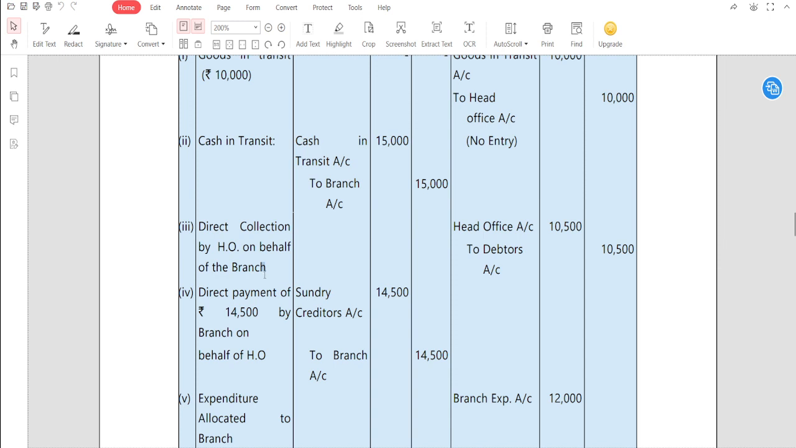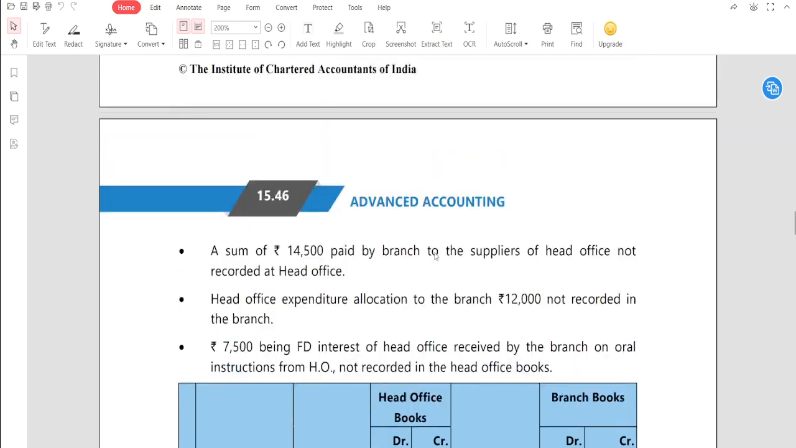See, HO received the cash. So in the eyes of the branch, HO is the receiver, so HO will be debited. And in the eyes of the branch, the debtor has paid the money, so the debtor is the giver. So HO account debit to debtor 10,500. Perfect. We know the logic behind the journals. HO account debit to debtor. Perfect. That is the logic behind the journals.